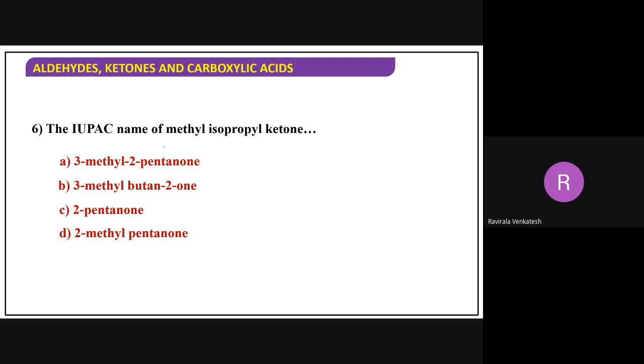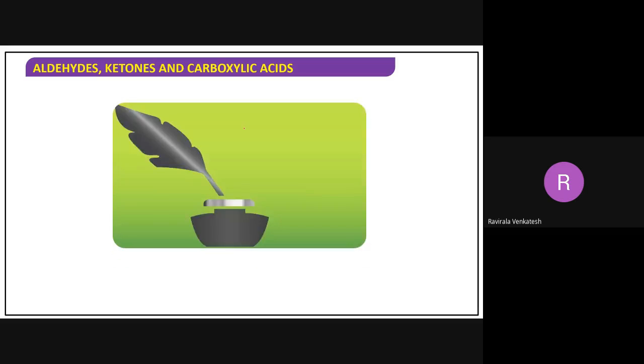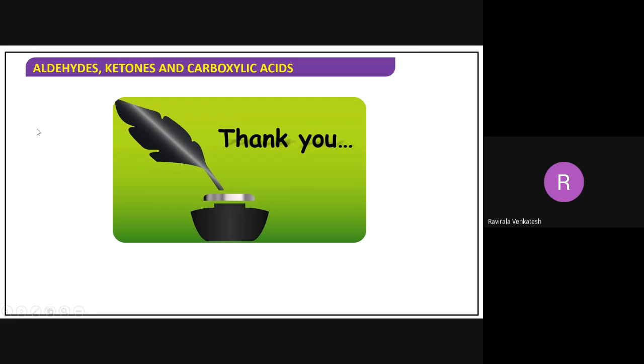What is the IUPAC name of methyl isopropyl ketone? Methyl isopropyl ketone. How do you write isopropyl? This is isopropyl ketone. Now tell me, what is the IUPAC name for this one? Where do you have to give the number from? 3-methylbutan-2-one. This is about the IUPAC nomenclature, which I have completed.